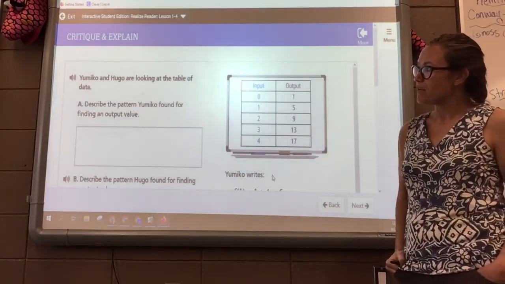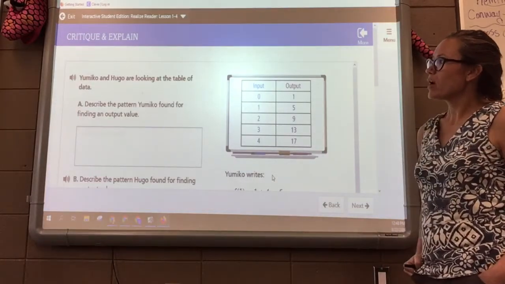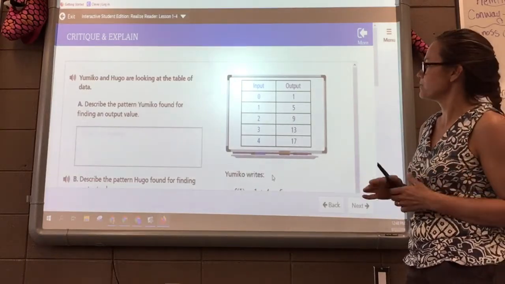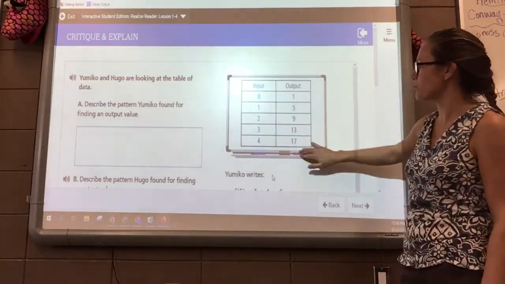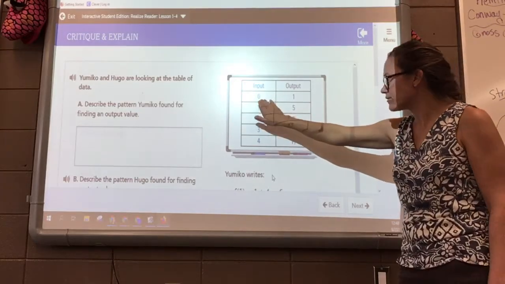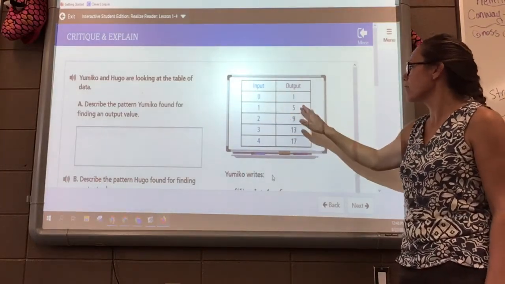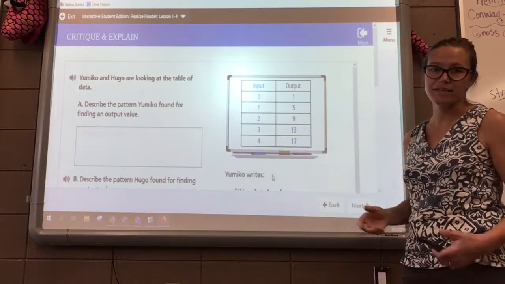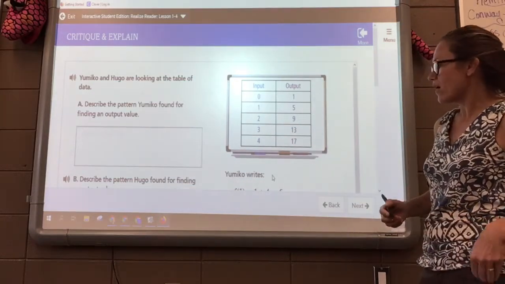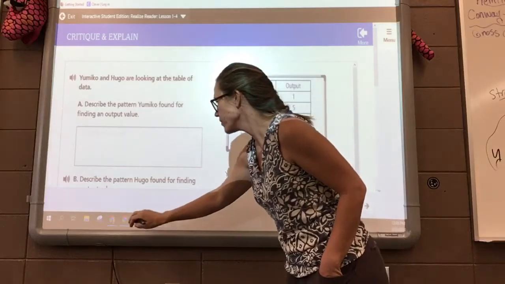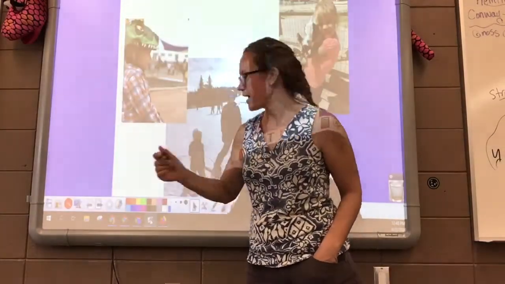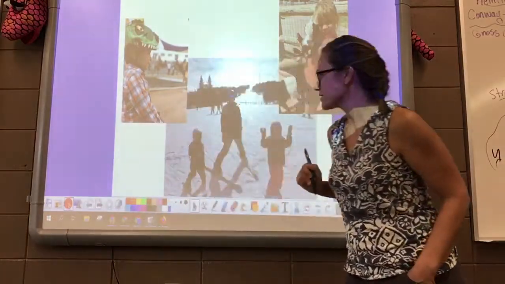In this problem, we're going to be looking at Yumiko and Hugo, and they have two different ways of thinking about this pattern. So we've got an input-output table. At an input of 0, we're at 1; 1, 5; 2, 9; 3, 13; 4, and 17. As we go throughout, I love arrows. I've told my students for years that I just enjoy keeping track of things through arrows.